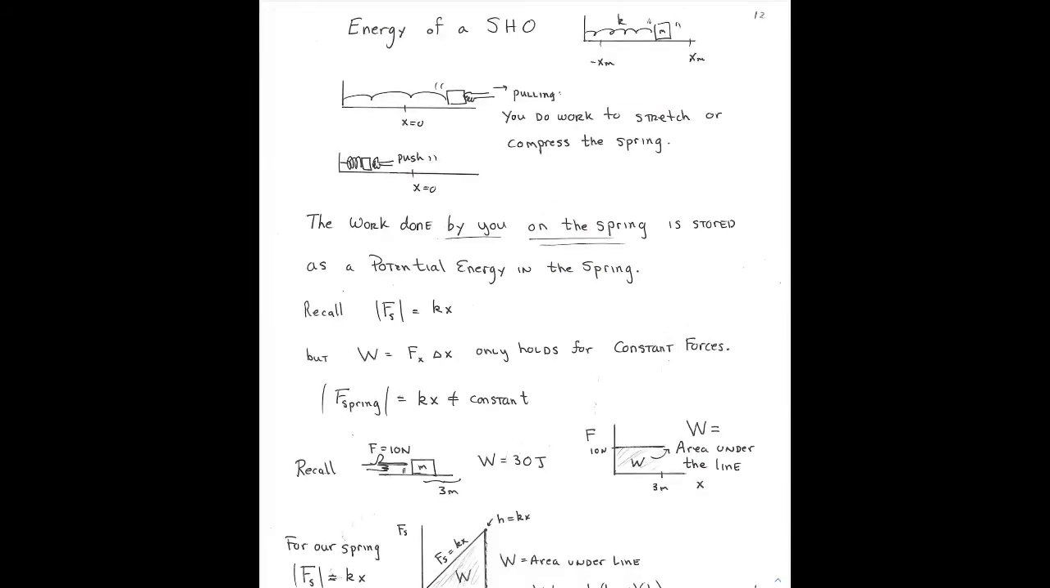Okay, I want to look at the energy of our simple harmonic oscillator. Because it would make sense that if this thing is oscillating back and forth, if you stood in front of it, it would knock you over. That thing has some type of energy associated with it.